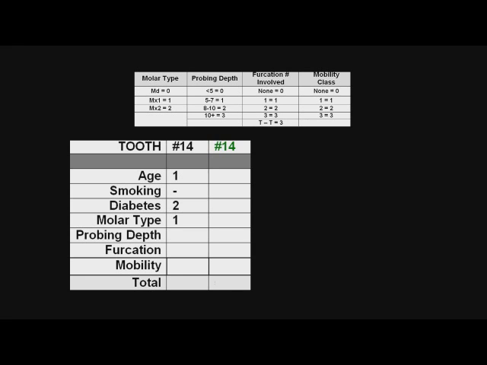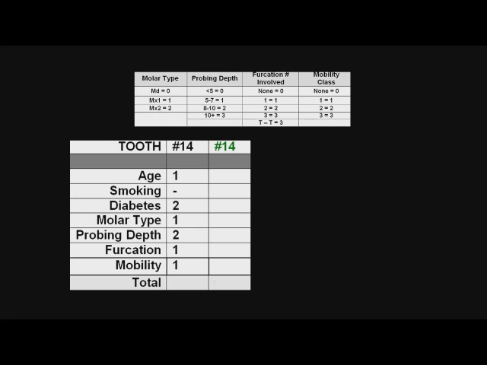The molar type is a 1, the probing depth is a 2, which means we've got significant probing depths. We've got probing depths in there of 7, 8 millimeters, maybe a 10 millimeter pocket, which is pretty severe. We understand that. But on this tooth, there's only one furcation involvement. And let me emphasize again, that is a furcation that is involved. That does not mean it's a class 1 or a class 2 or a class 3. And it could very possibly be a class 1 furcation.